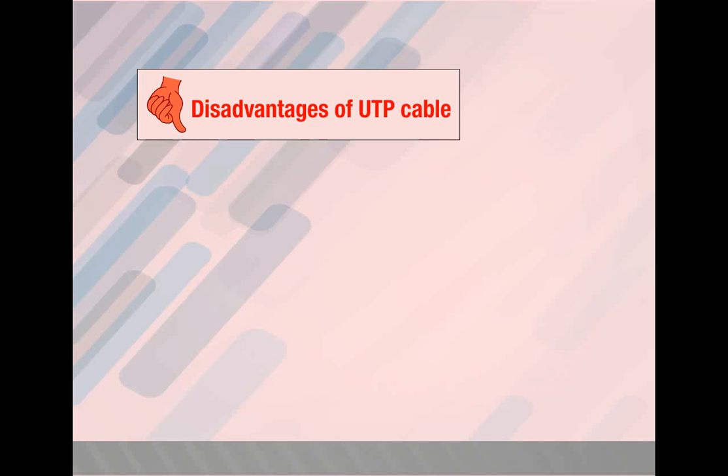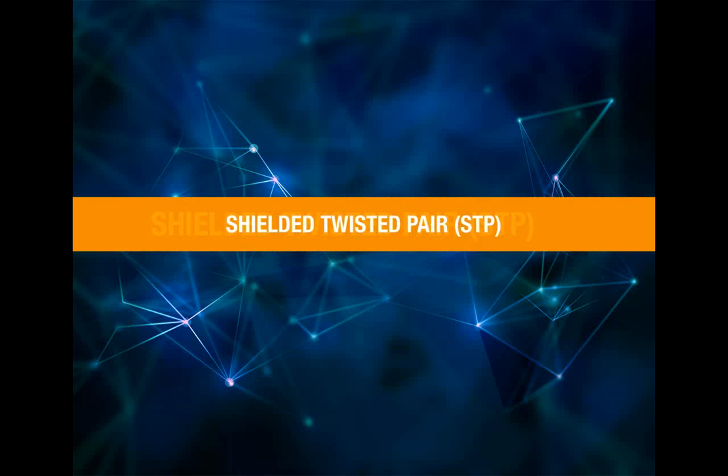Disadvantages of UTP cable. It is very noisy. UTP suffers from interference. Shielded Twisted Pair, that is STP. In this video, we are going to learn about Shielded Twisted Pair, that is STP.